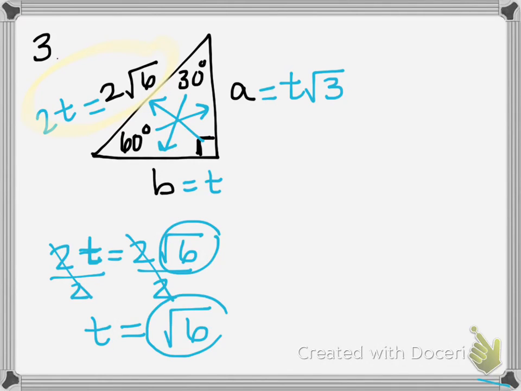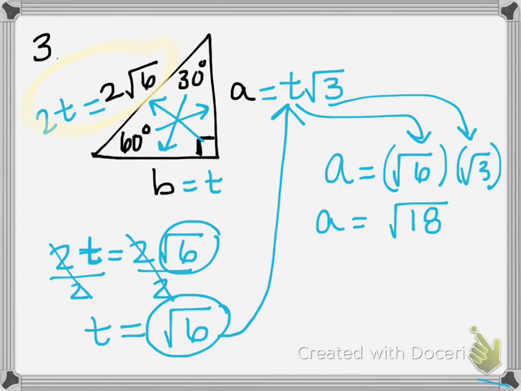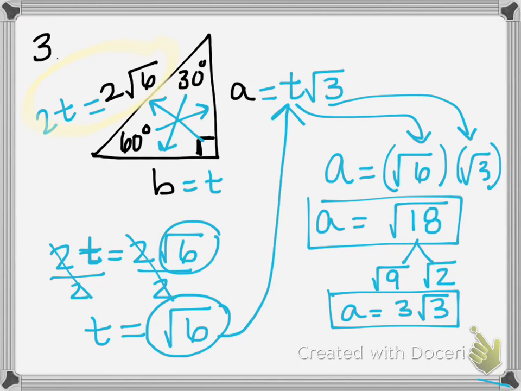So I'm going to take this and put it wherever I have a T in each side. So A equals square root of 6 times the square root of 3. That's from here. And then that's the T value. So A equals the square root of 18. You can write this as a decimal or you can simplify it. If you guys remember, we can break it up with 9 and 2. So this is 3 square root of 2. So either answer is fine. This one is better, this one here, but that's fine.